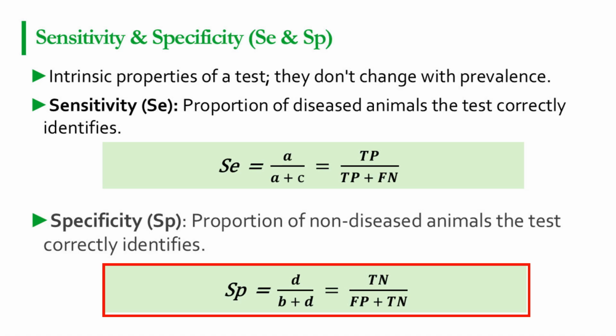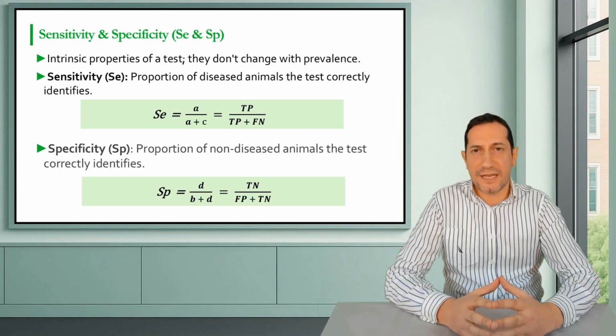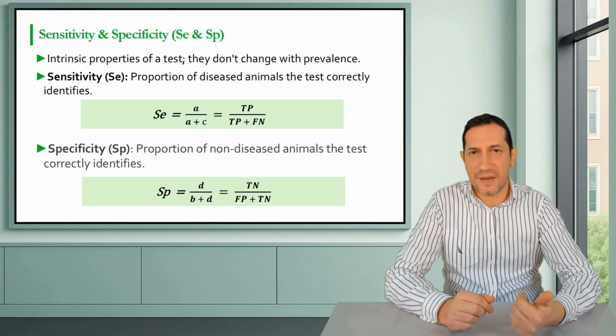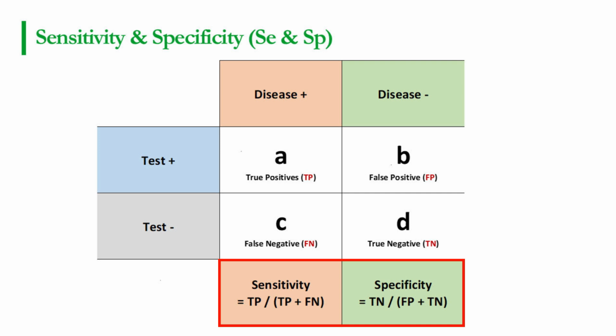The formula shown is specificity equals D divided by B plus D, equivalently true negatives divided by false positives plus true negatives. These are conditional probabilities based on the true disease status defined by the reference method. That's why the denominators sit within the diseased and non-diseased columns. Clinically, high sensitivity is valuable when missing disease is costly: screening and early detection. High specificity is valuable when false positives trigger harm, culling decisions, trade restrictions, or costly confirmatory workups.